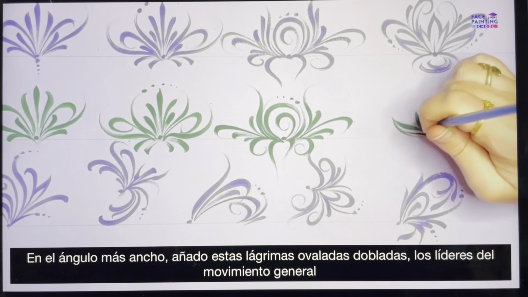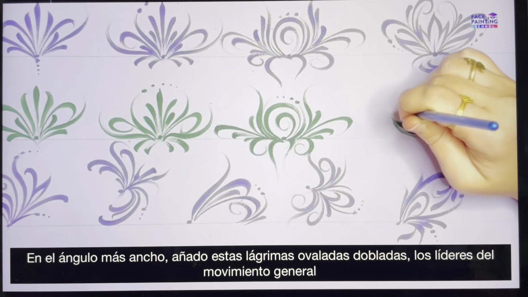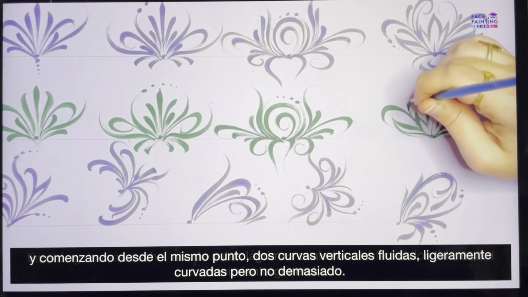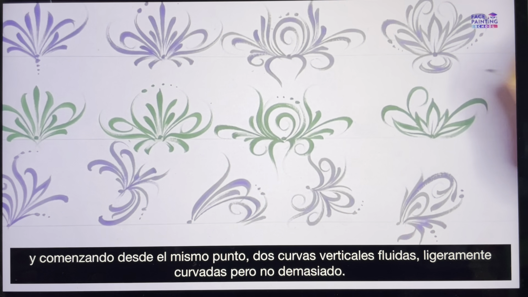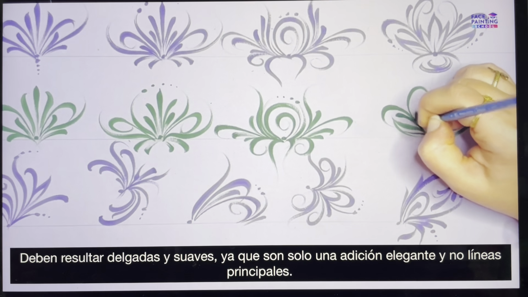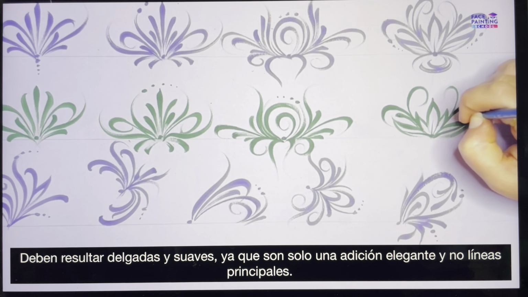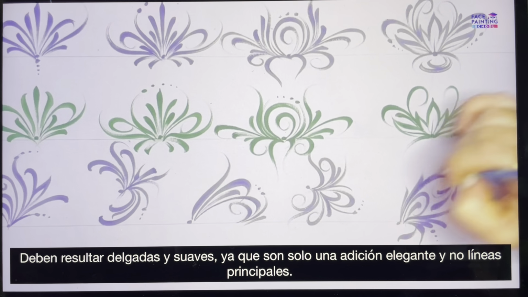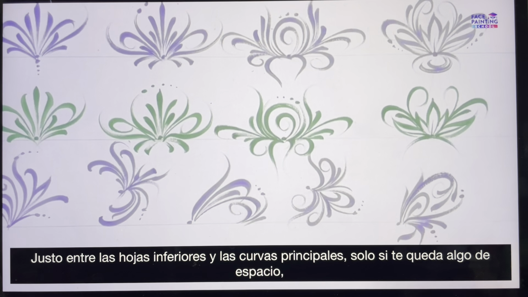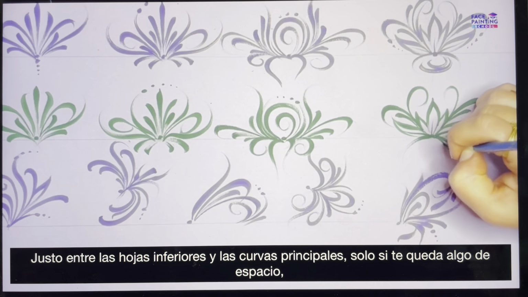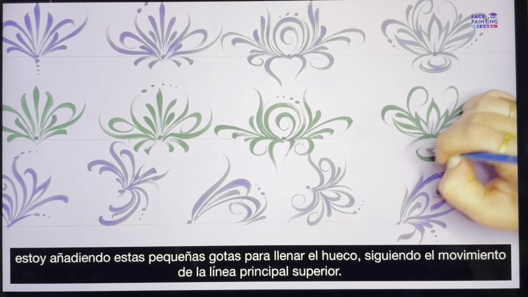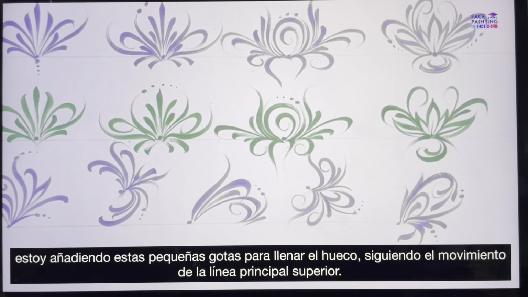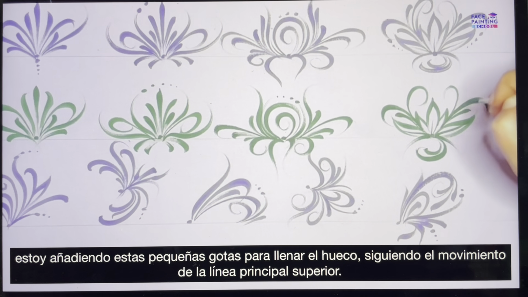In the wider angle, I add these oval bent teardrops, the overall movement leaders, and starting from the same point, two flowy vertical curves, slightly curved but not too much. They should result thin and soft, as they're just a fancy addition and not main leading lines. Right between the lower leaves and the main curves, just if you have some space left, I'm adding these little teardrops to fill the gap, following the movement of the upper leading line.